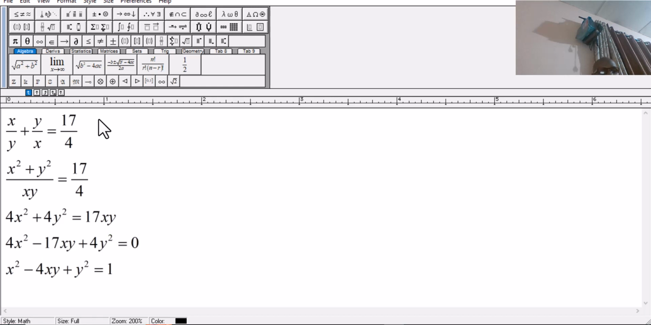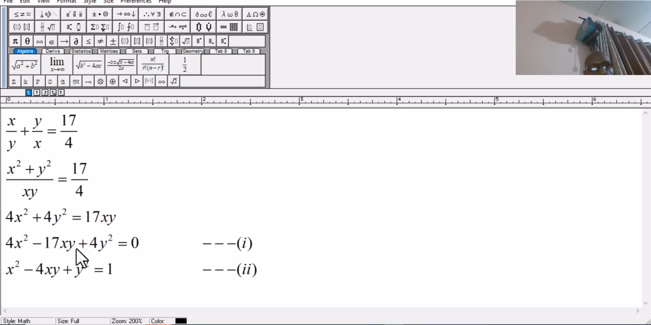So let's term this I1. The second equation is already intact, so let's term this I2.